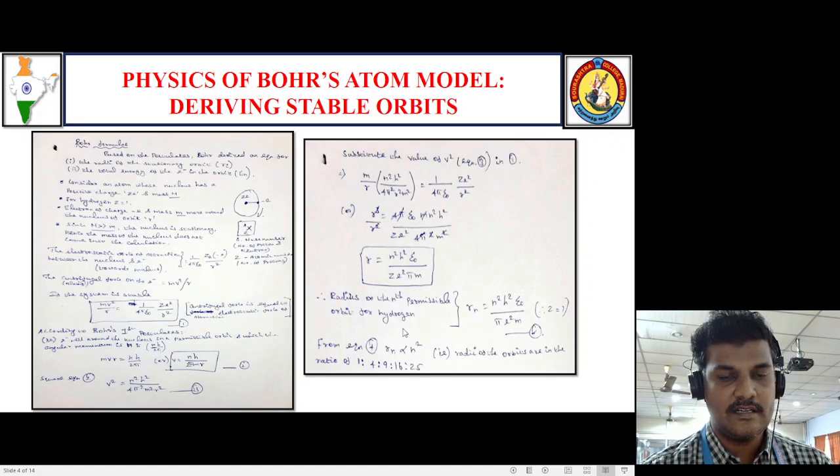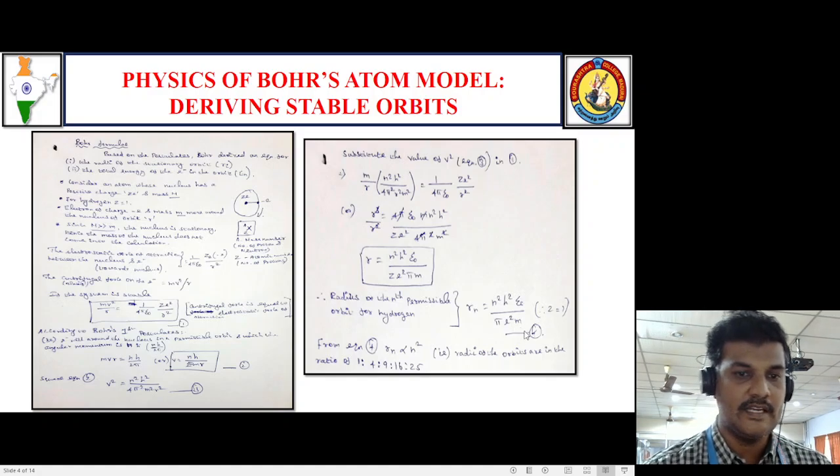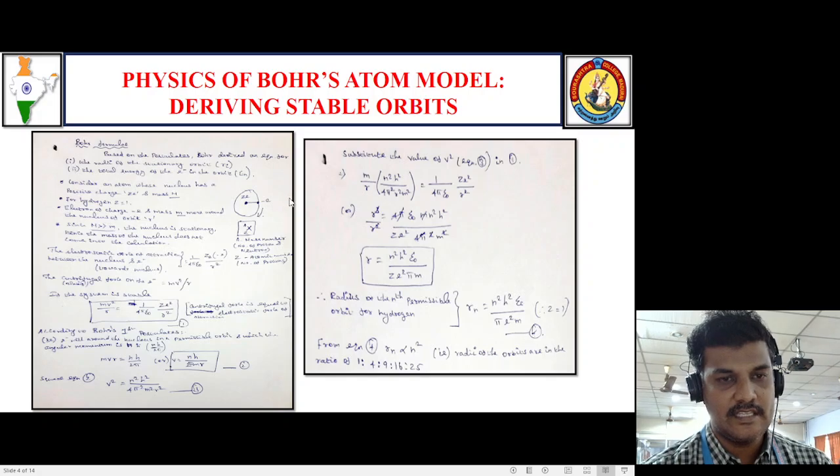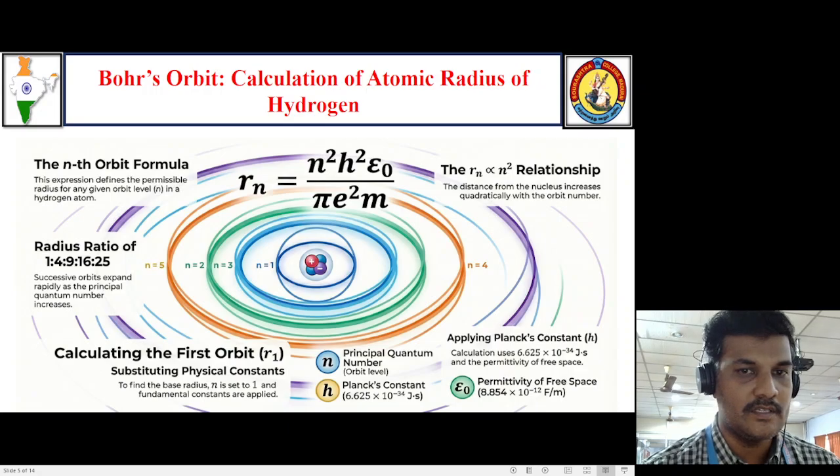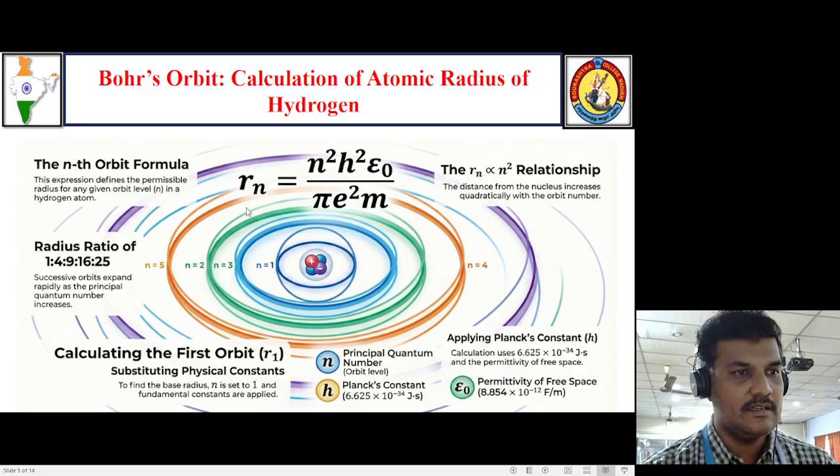If we consider the basic element hydrogen, Z equal to 1, we can write n squared h squared epsilon naught divided by pi e to the power 2 into m. Here we can see the r value is directly proportional to n squared, where n is the principal quantum number. So this is the equation as we saw earlier. In the nth orbit, the formula is written as Rn equal to n squared h squared epsilon naught divided by pi e squared m.